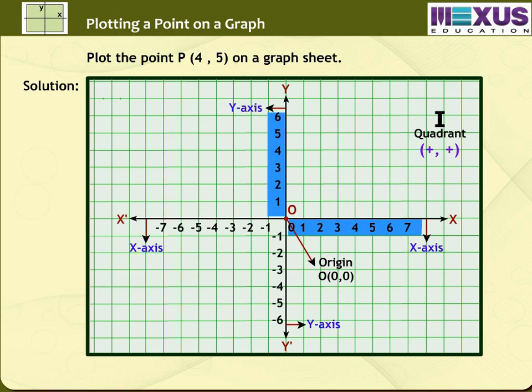To plot, start at the origin O(0, 0). Move 4 units to the right along the x-axis. Then, turn and move 5 units up, parallel to the y-axis. You will reach the point P(4, 5). We can see that the point lies 4 units away from the y-axis and 5 units away from the x-axis. Here 4 is called the abscissa and 5 is called the ordinate.